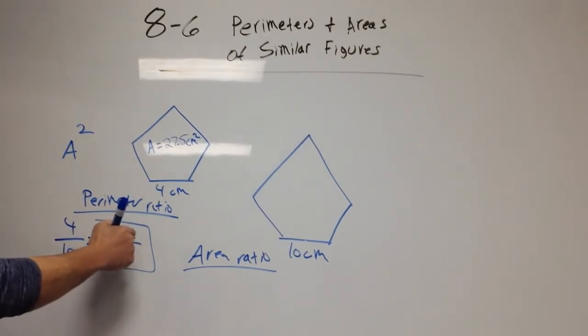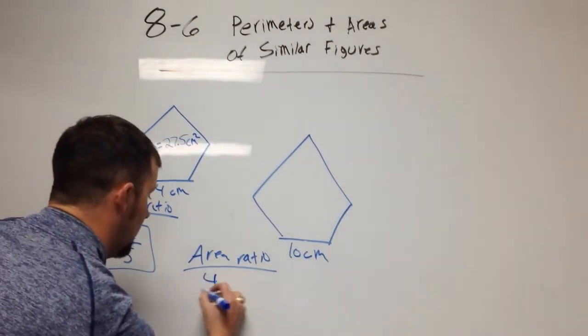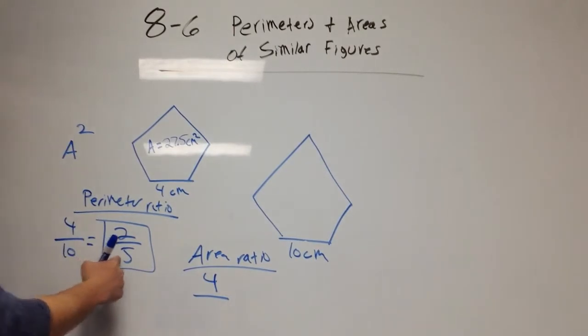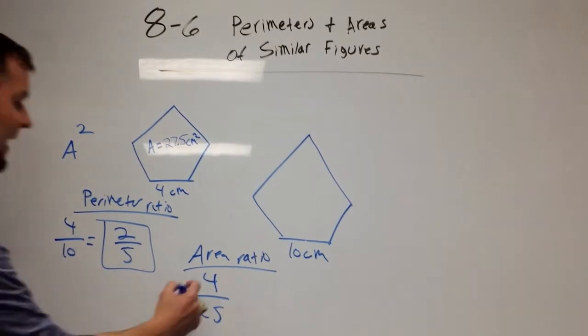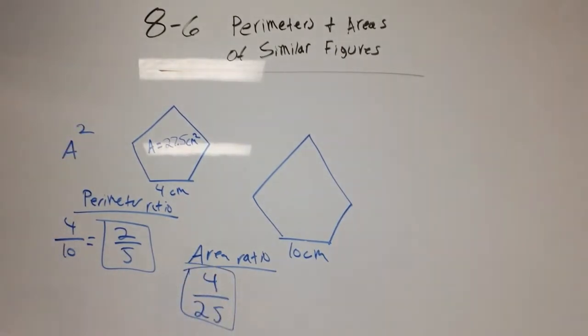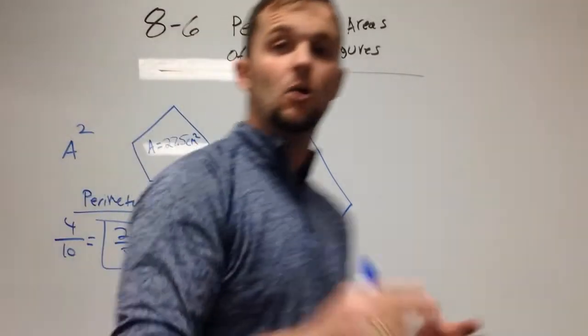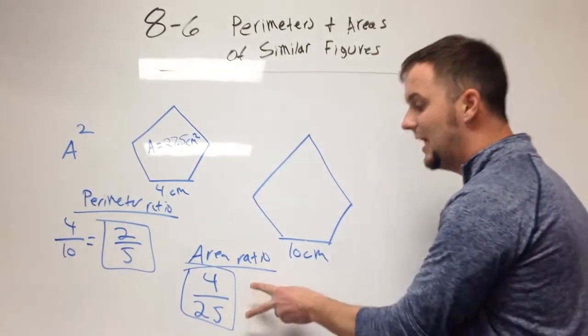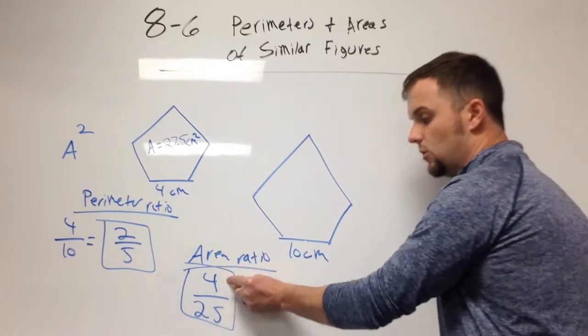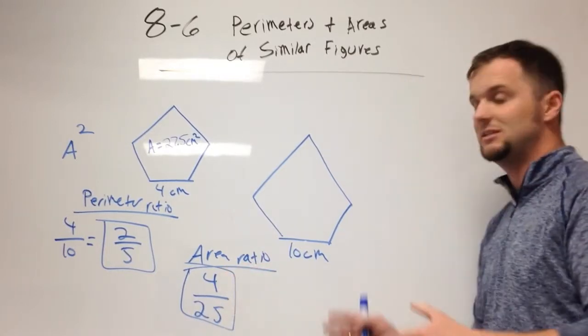So I'm going to do 2 squared, which is going to be 4. And I'm going to do 5 squared, which is going to be 25. So ladies and gentlemen, the area ratio is going to be 4 over 25. So now that I know these two pentagons are similar figures, I now can use the area ratio, which is the smaller one to the bigger one, and use it to find my bigger one.